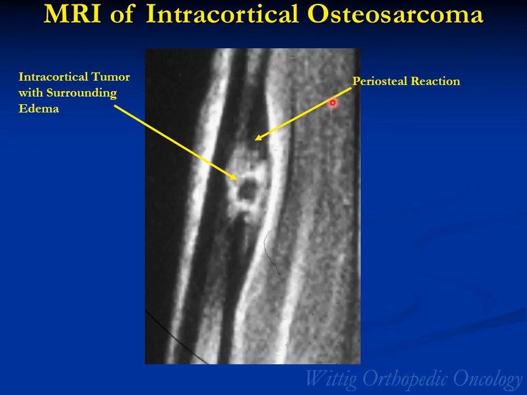This is an MRI of an intracortical osteosarcoma. It's an intracortical tumor with surrounding edema. It almost has an appearance similar to an osteoid osteoma, except it's much more permeative in the cortex than an osteoid osteoma.